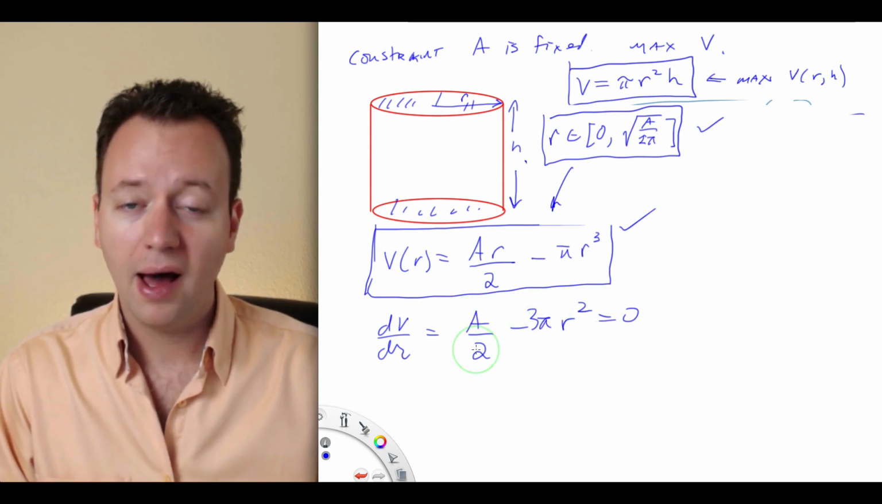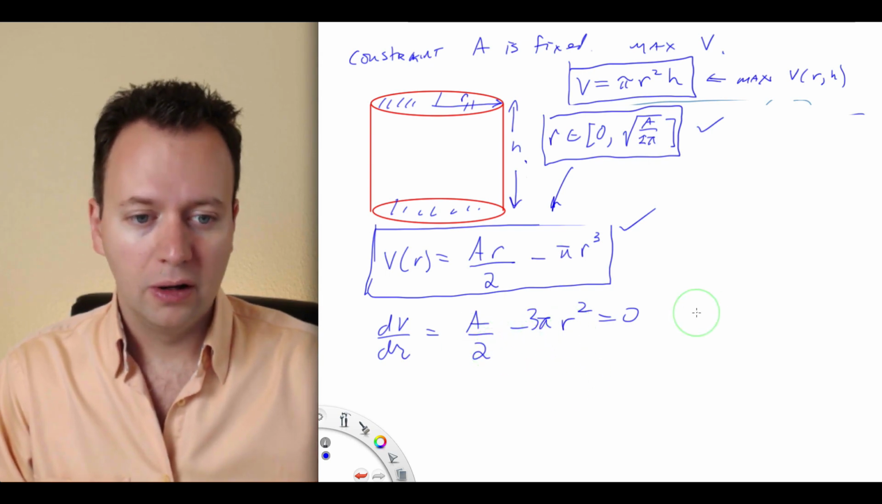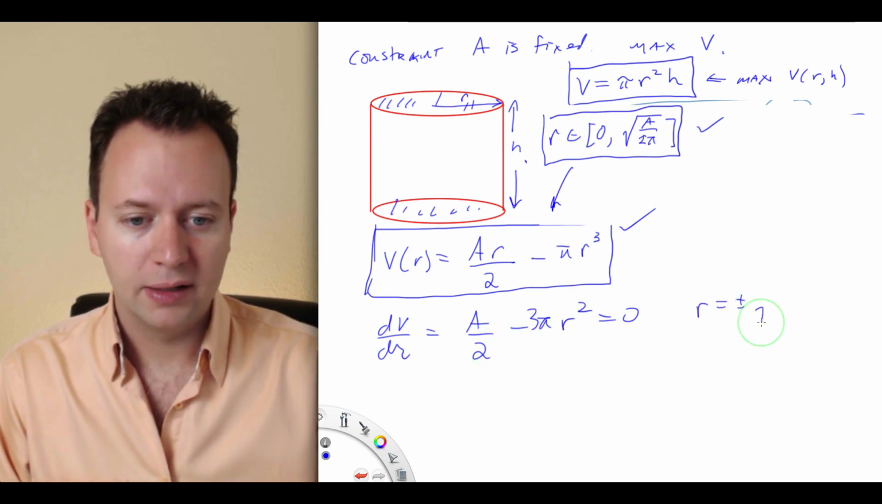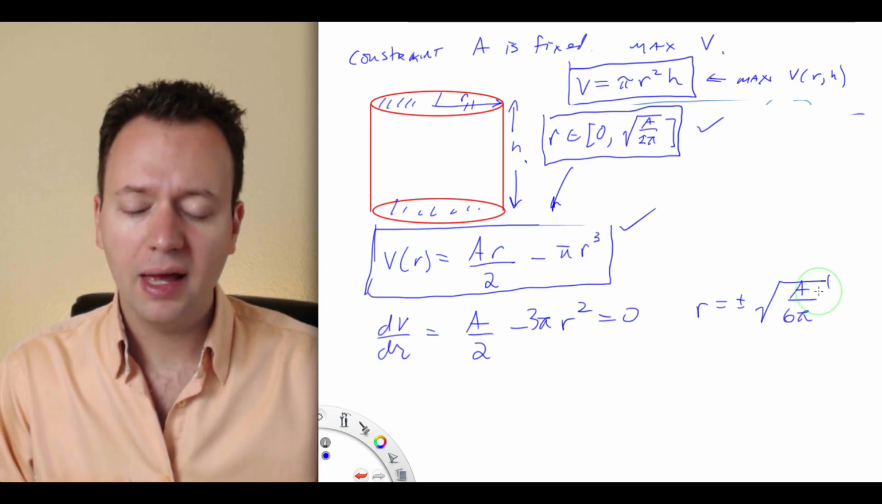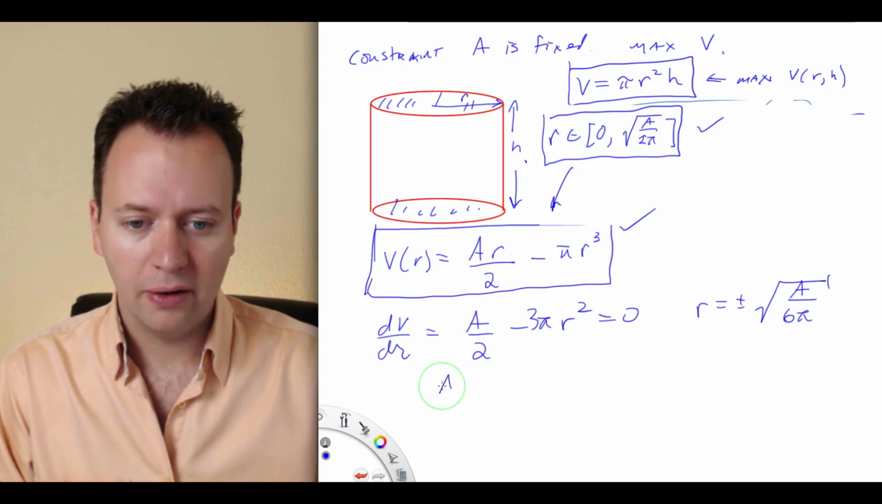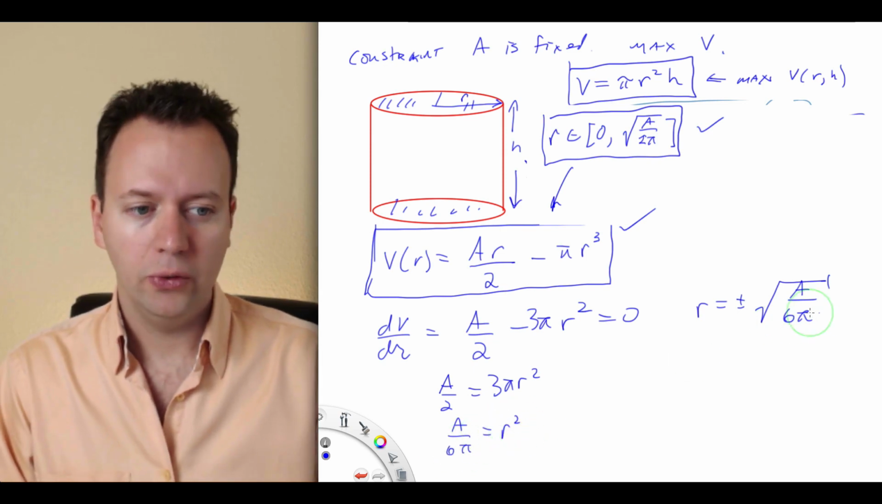Divide by the 3 pi, so we get a over 6 pi, and that's r squared. So r is going to equal plus or minus the square root of a over 6 pi. So the steps in detail, if you want to write them out: a over 2 equals 3 pi r squared, a over 6 pi equals r squared, and then take the square root and you obtain this.